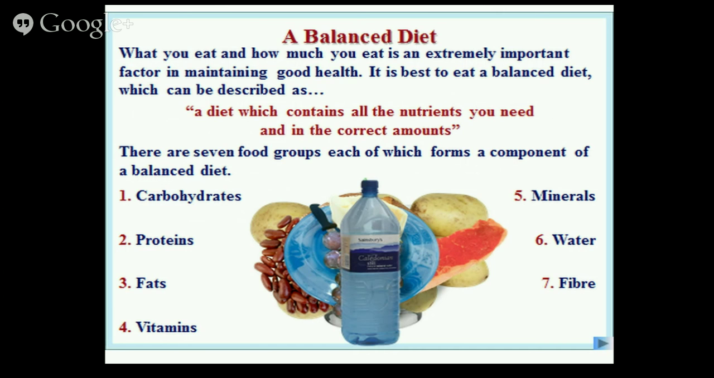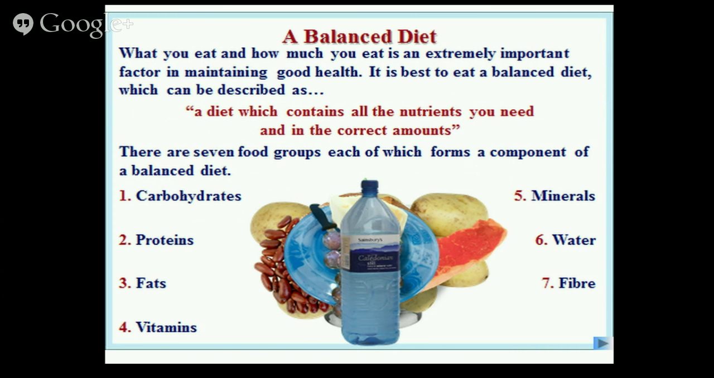So let's look at a balanced diet then. How can we make sure we have a balanced diet? You might be asked about certain nutrient groups and what they provide for you. You should know the 7 different nutrient groups, okay? However, you might be asked to give a definition of a balanced diet.